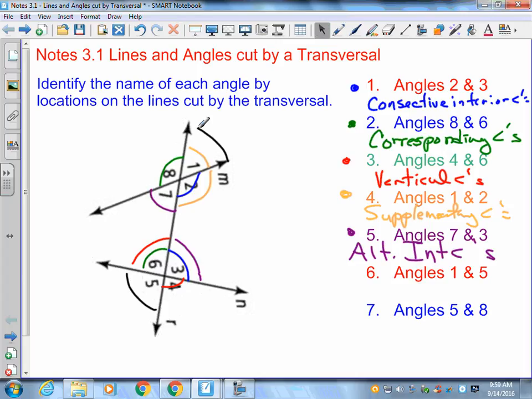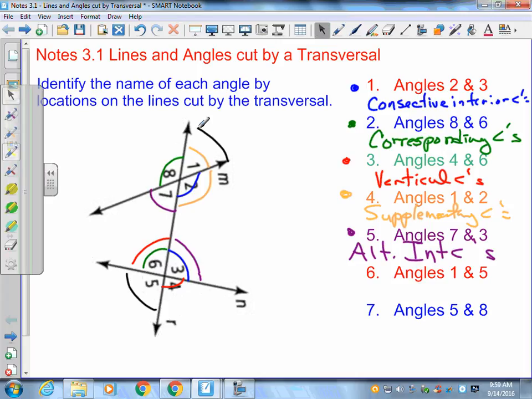And then to do angle 5 and angle 8, are they on the same side or alternating sides? Are they interior or exterior? So then is this consecutive exterior angles because they're on the same side? It also can be called same side exterior as well. That's another name for it. All right.